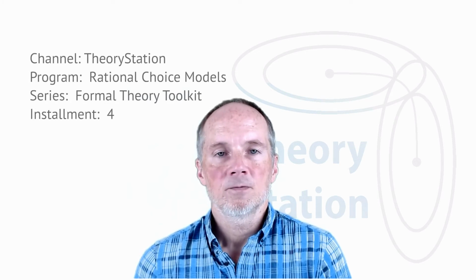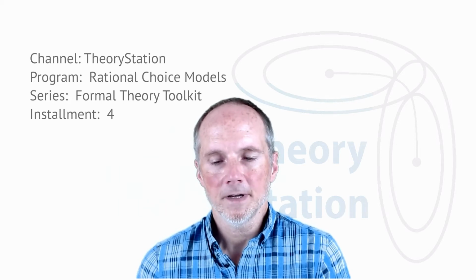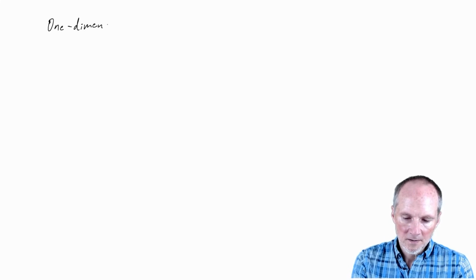The program is Rational Choice Modeling, and the series we're in is the Basic Formal Theory Toolkit. This is the fourth installment of the series. In the previous installment, I talked about cost-benefit analysis, and what I want to do in this installment is switch to a more political science kind of model, and I'll call it the one-dimensional policy choice model.